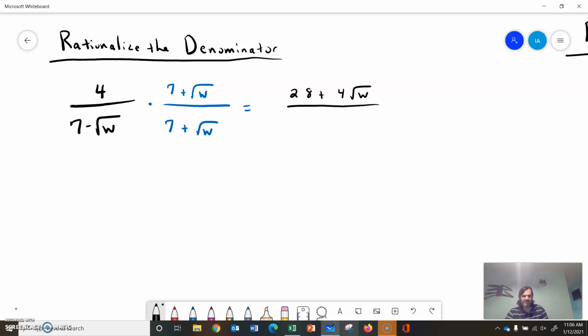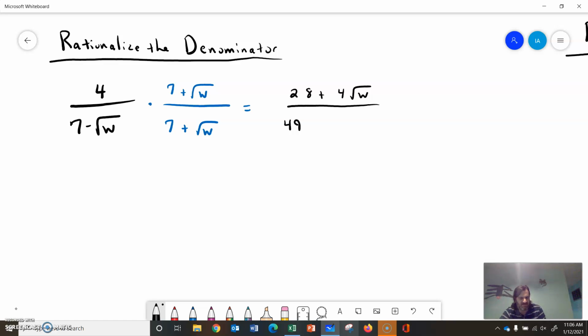But on the bottom, we have a FOIL. So it's kind of like an a minus b times an a plus b. That's going to create a difference of squares, but if you aren't confident in it, you can do first, outer, inner, last. First will give you 49 for 7 times 7.